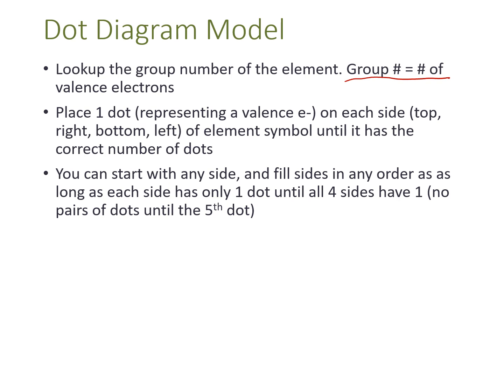So for instance, if I wanted to draw the dot diagram for sodium, so sodium is in group 1, so it has 1 valence electron. So I put a dot. It doesn't matter whether I put it top, bottom, left, right, there's just 1 dot.